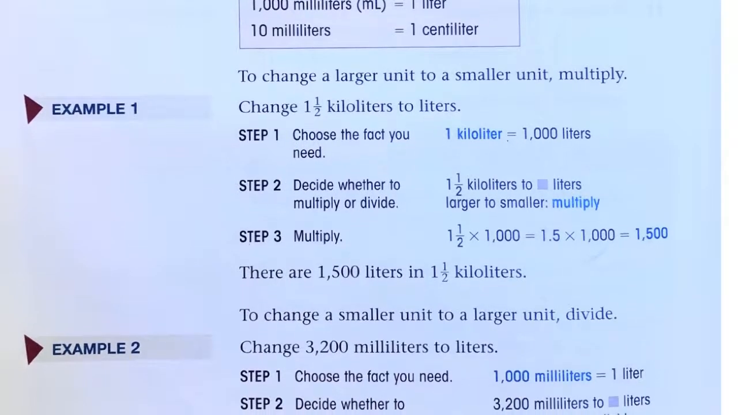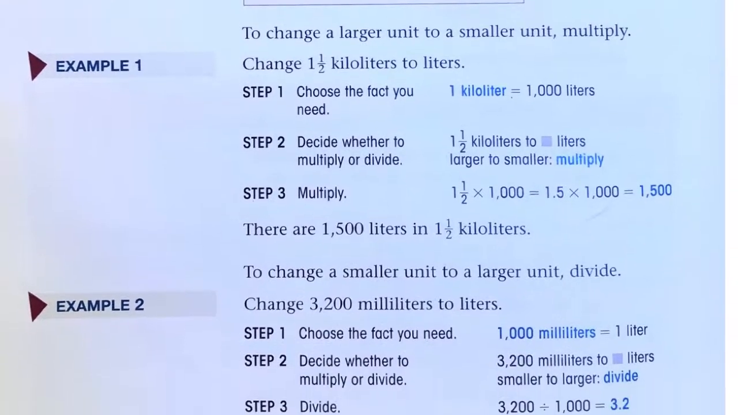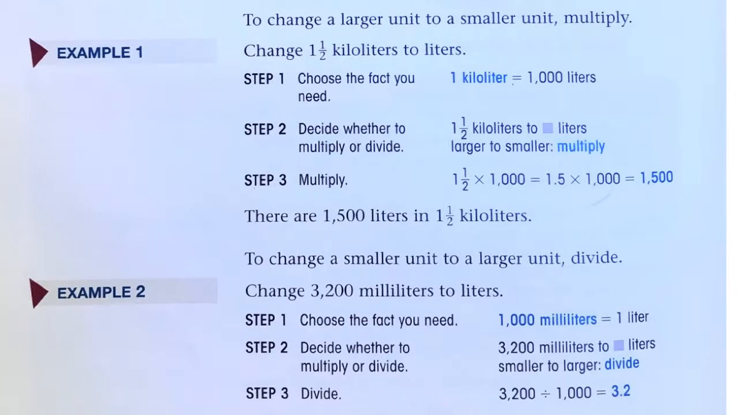To change a larger unit to a smaller unit, multiply. For example, change 1.5 kiloliters to liters. So let's choose the fact we need. It takes 1,000 liters to make 1 kiloliter. Do we need to multiply or divide to do this change? Kiloliters is larger than liters because liters are smaller than kiloliters, so we're multiplying. Then you do the math.